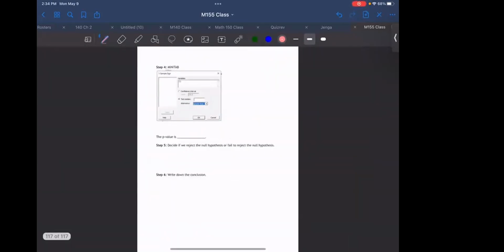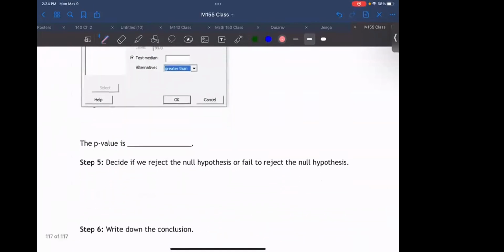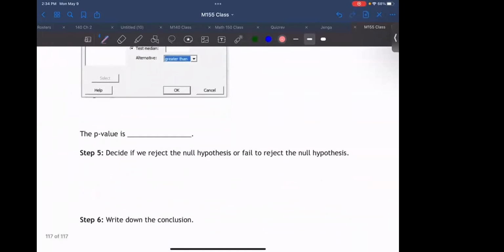Okay. Flipping over, we went to Minitab. We showed how we would click to get this pop-up window. We would type in C1, 95. Our test median is equal to that, and we have our alternative hypothesis. The p-value for this question ended up being, I forgot to write it down. Let's see what it was. It ended up being 0.875. Okay, 0.875.